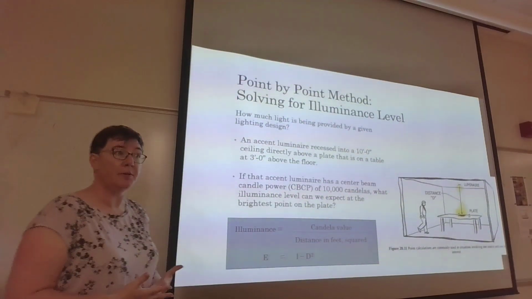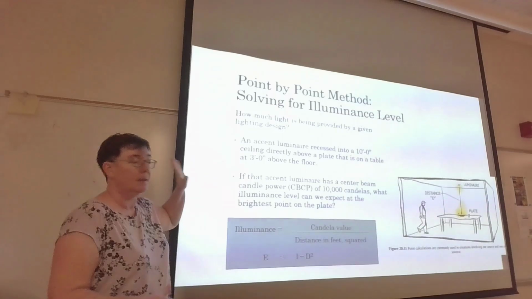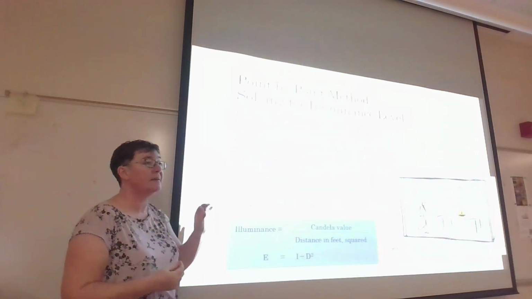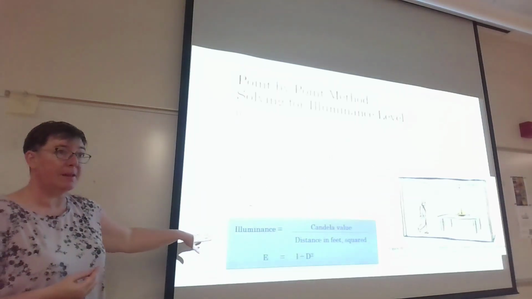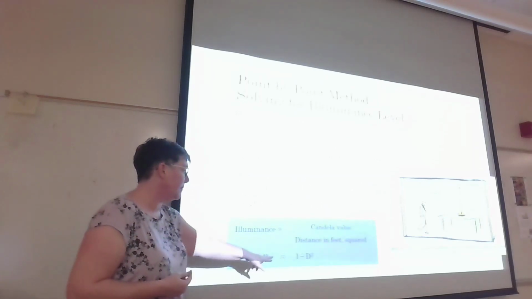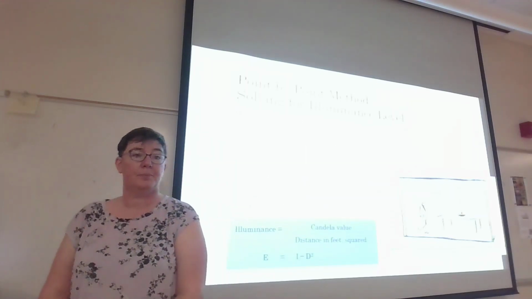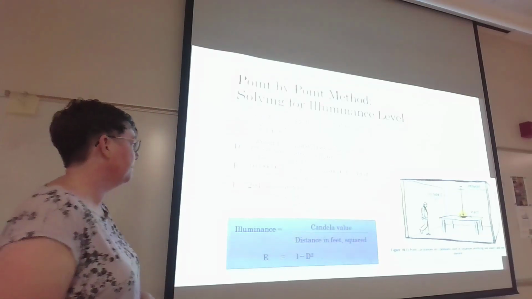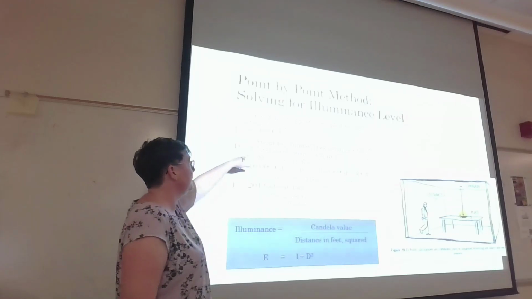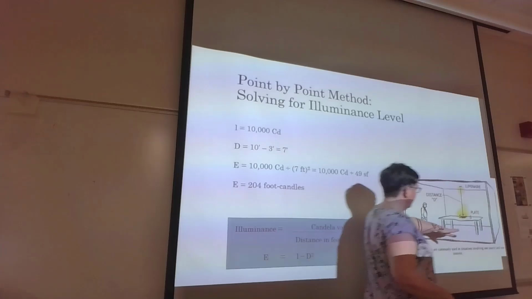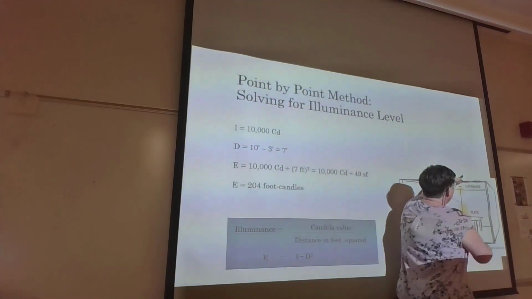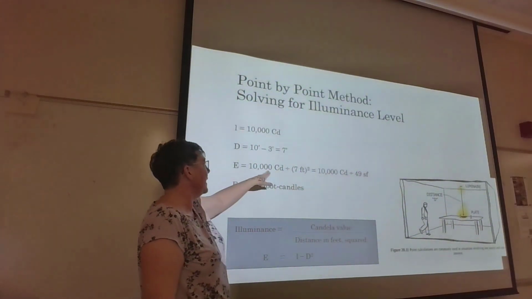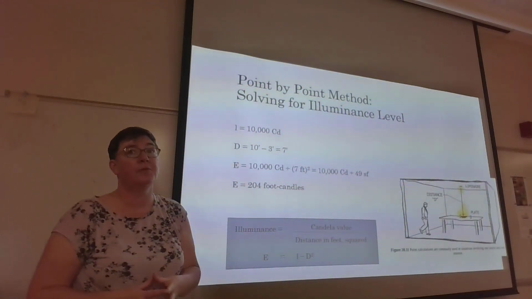And that luminaire that we have already chosen has a center beam candle power, CBCP, of 10,000 candelas. So what illuminance level can we expect at that plate? Let's use this formula. We're going to solve for E illuminance, and it's going to be candela divided by distance squared. I'll give you a second. All right, let's plug it in. Our candela value was 10,000 candela. Our distance was 10 feet minus 3 feet, 7 feet. So our illuminance is 10,000 candela divided by 7 feet squared. It's 204 foot candles.